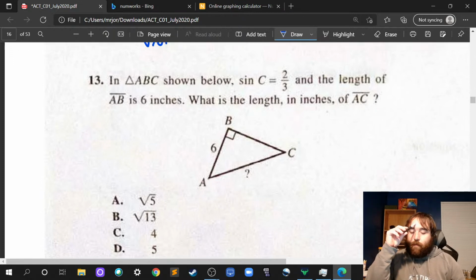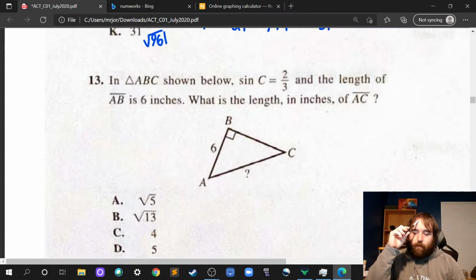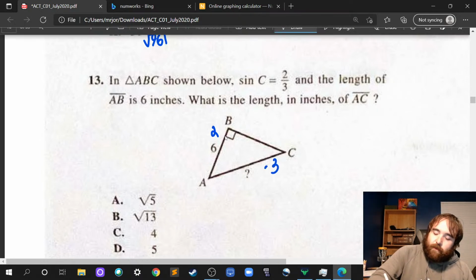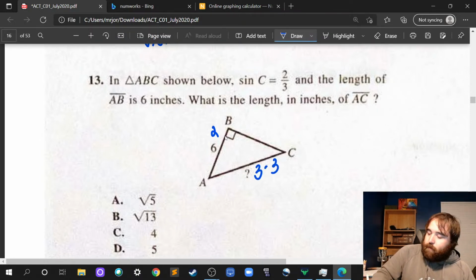Alright, so sine of C is 2 over 3. And the length of AB is 6. What is the length of AC? So if it's 2 over 3, that's like similar triangles kind of, so multiply by 3, so it's 9.